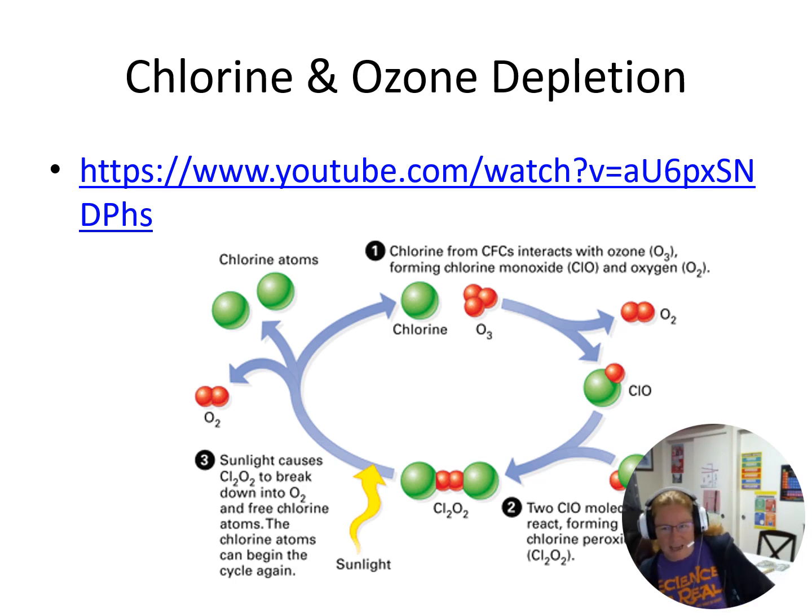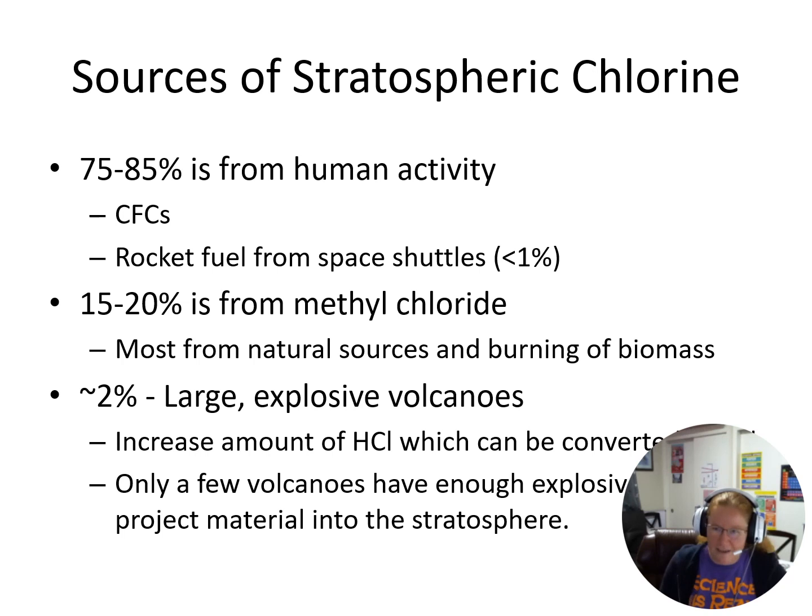But when we look at chlorine, okay, so chlorine depletes our ozone layer. We get chlorine from CFCs, interacts with ozone, forming this chlorine monoxide and oxygen. And then we get the chlorine monoxide, we get this chlorine peroxide, and then sunlight breaks that down, which frees up the chlorine peroxide into free chlorine atoms and oxygen, and it keeps continuing the cycle over and over again. Every time that chlorine atom is generated, then it bumps into another ozone, and so the cycle continues and continues and continues.